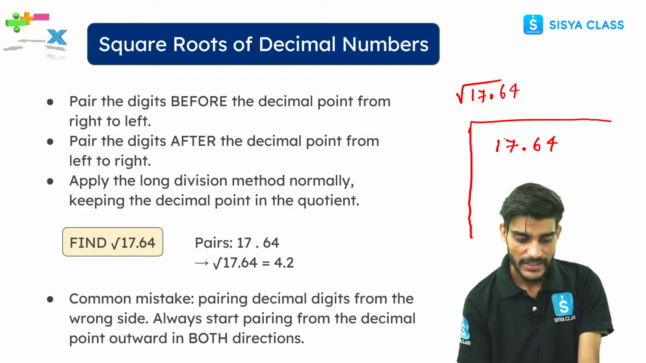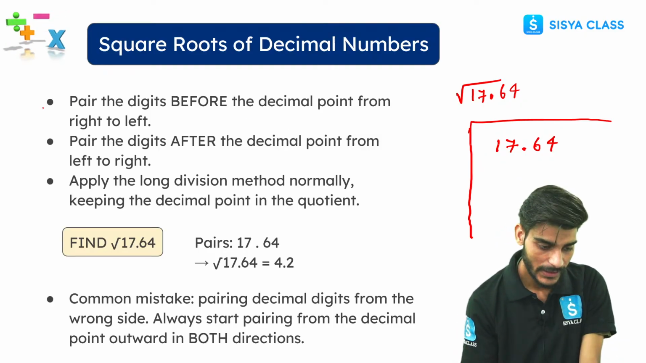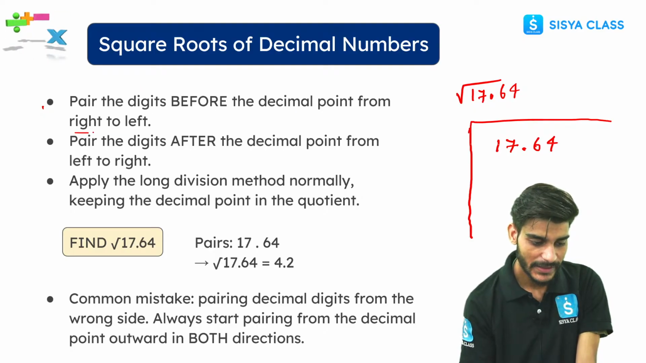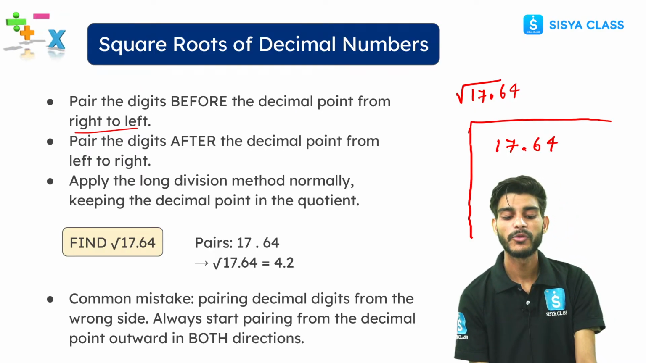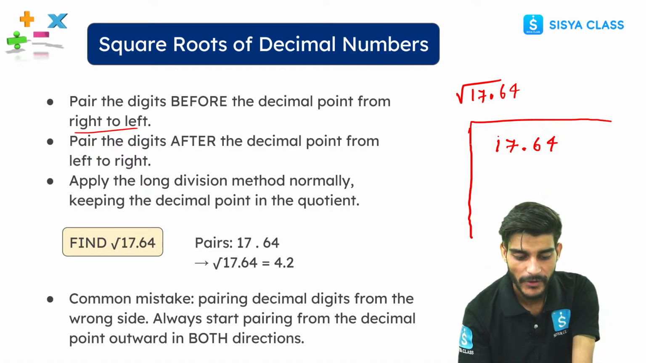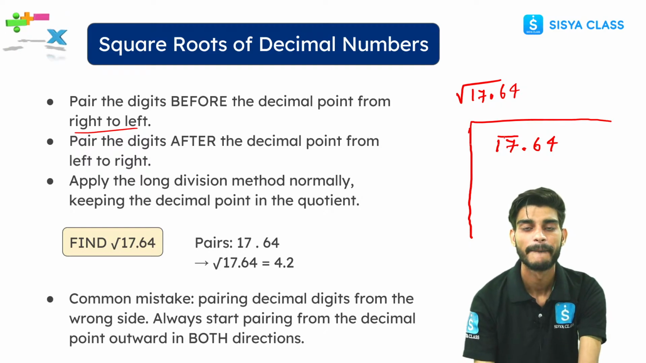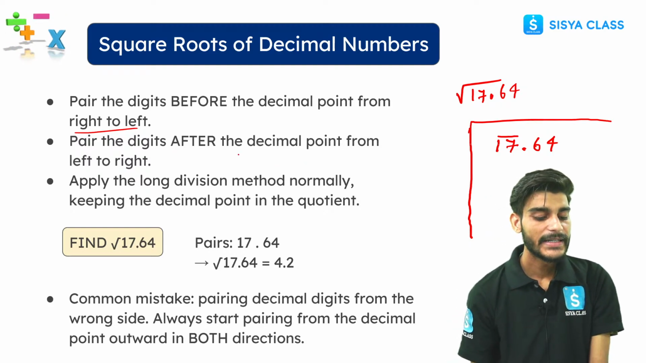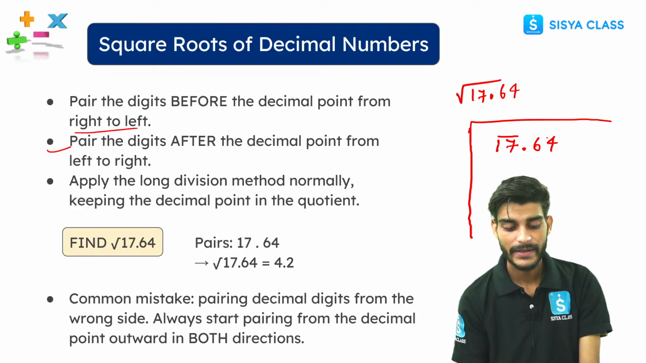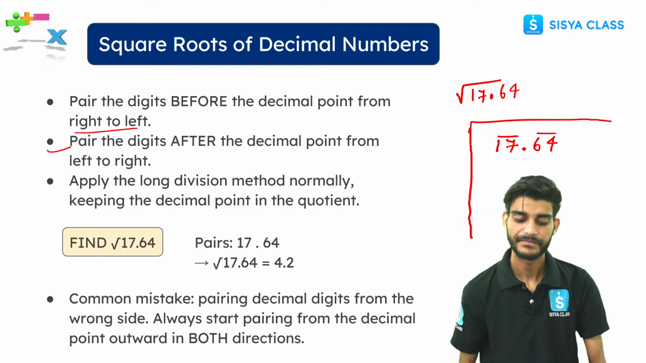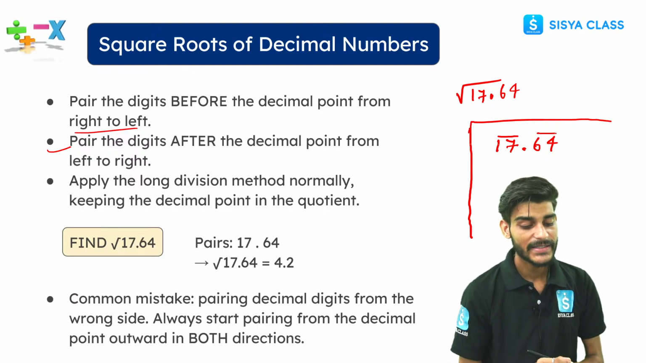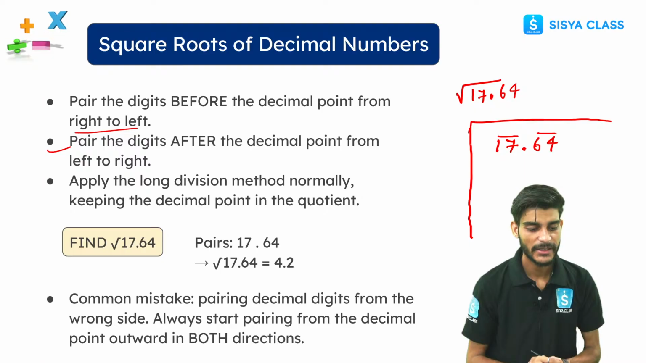Okay. So just pair it. But there is a rule in pairing here. Pair the digits before the decimal point from right to left. But here we have only one pair, so this is 13. Pair the digits after the decimal point from left to right. Here we have one pair, so it is 64. So this is the first step that you have to do. You have to make pairs. Now the next is you have to apply the long division method normally.